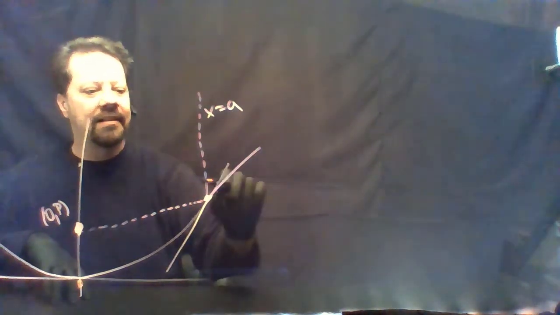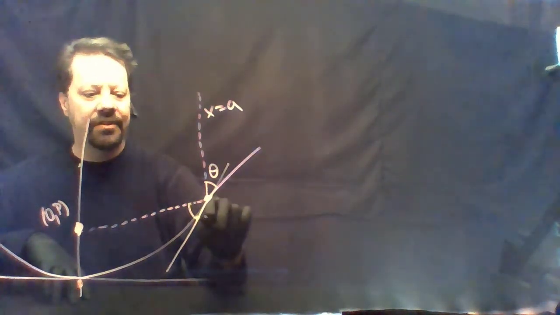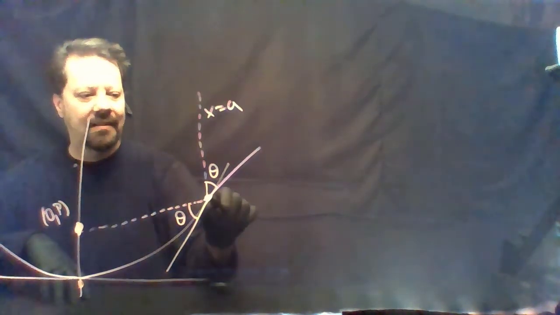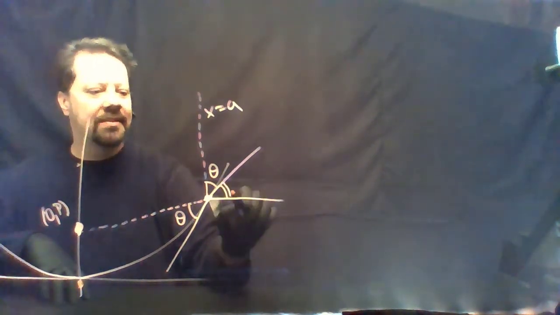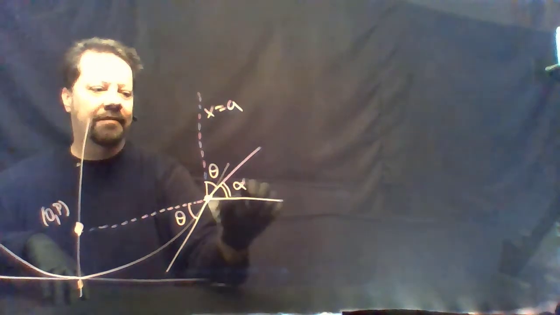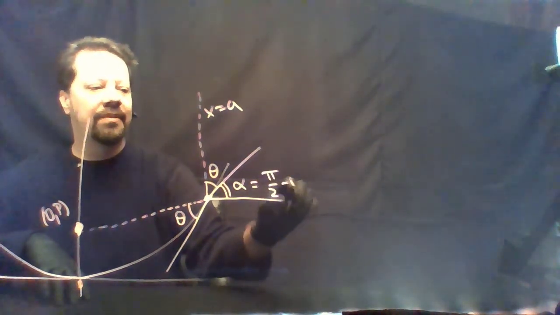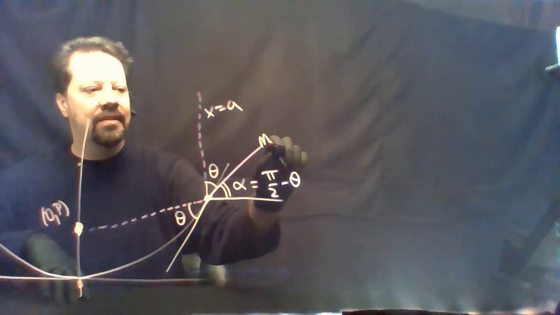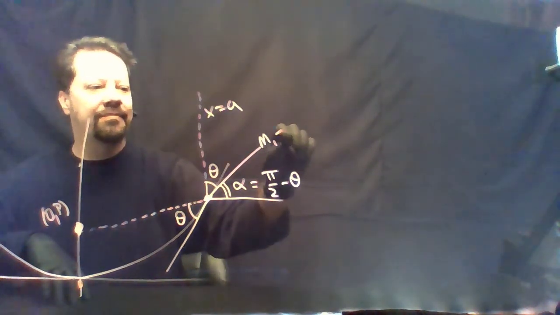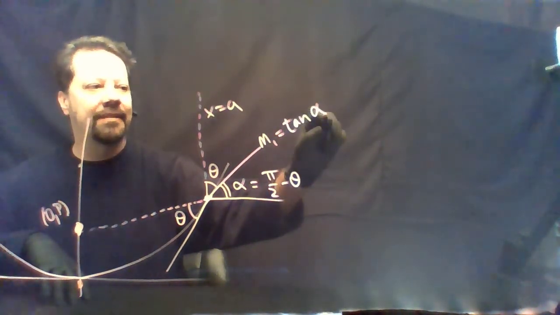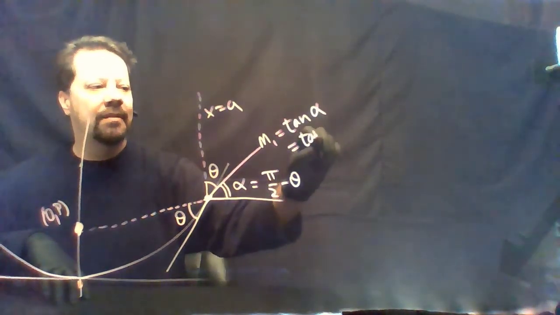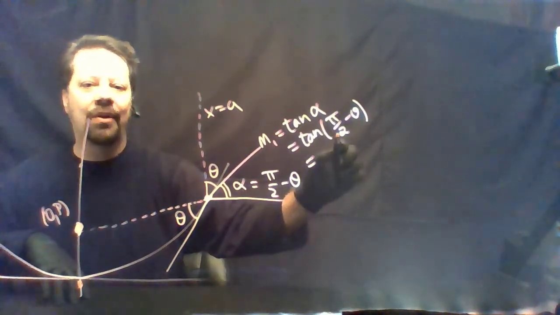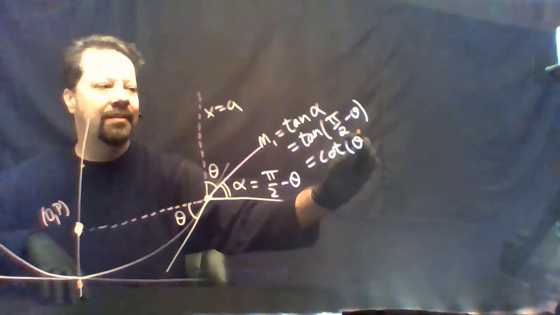Drawing the tangent line, the angle of incidence, theta, should be the same as the angle of reflection, theta. If we call this alpha, then alpha is pi over 2 minus theta. Note that the slope of the tangent line is the tangent of alpha, or the tangent of pi over 2 minus theta. Using the cofunction identity, that's the cotangent of theta.